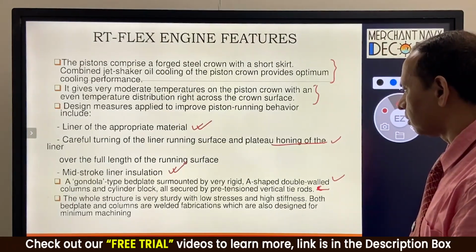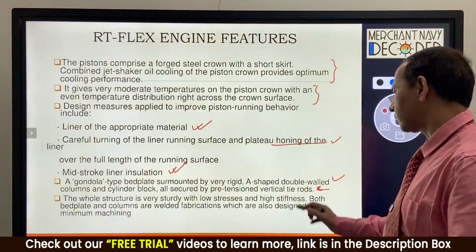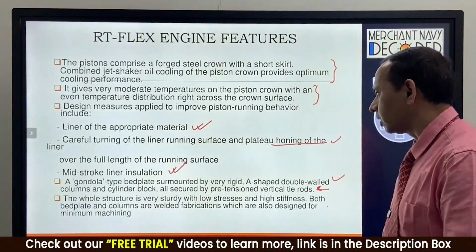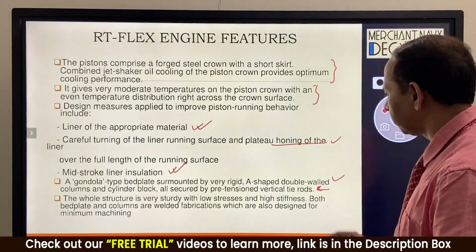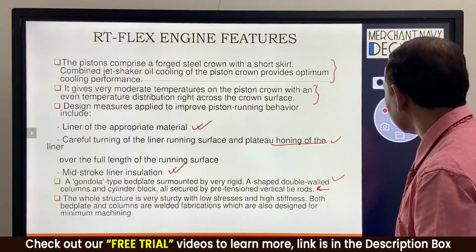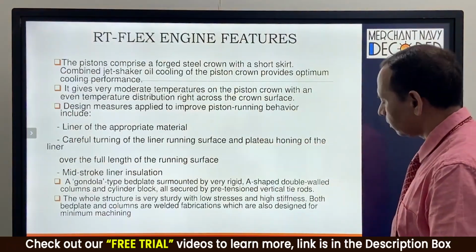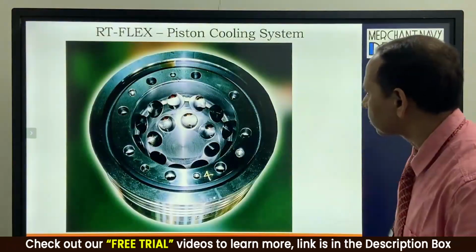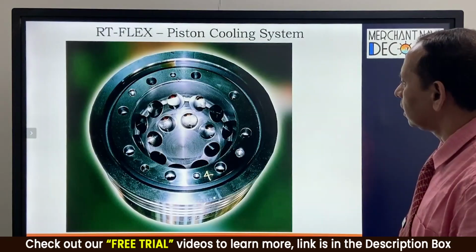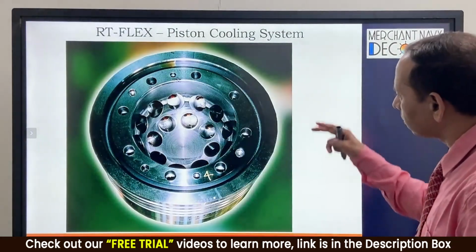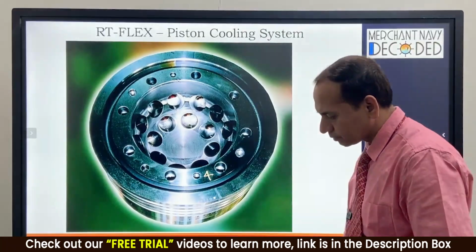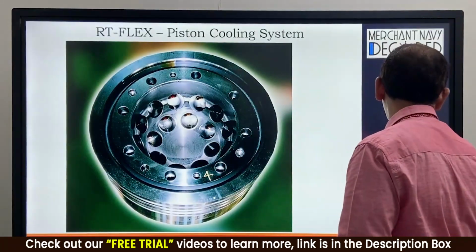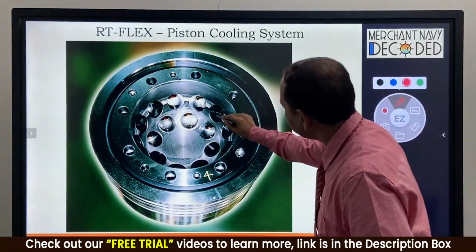Both bed plate and columns are welded fabrications which are also designed for minimum machining. The A columns are also fabricated, but machining is very minimal. These are the design features of the piston and the individual components. This is the inner view of the piston crown. This piston crown has this profile which is embedded.